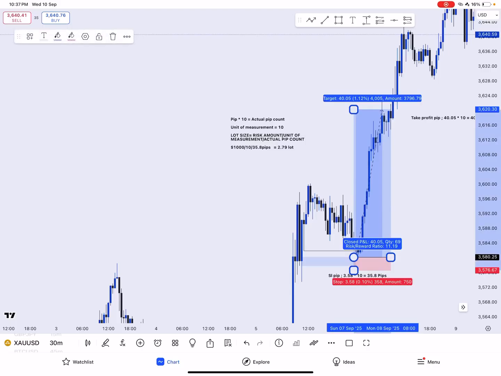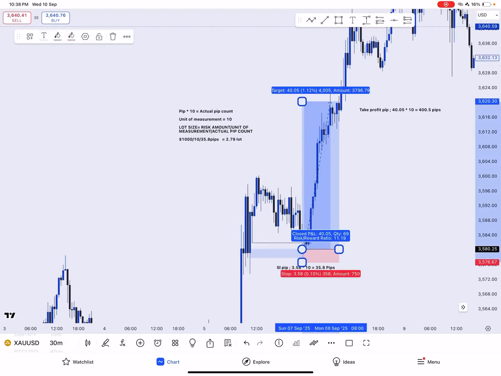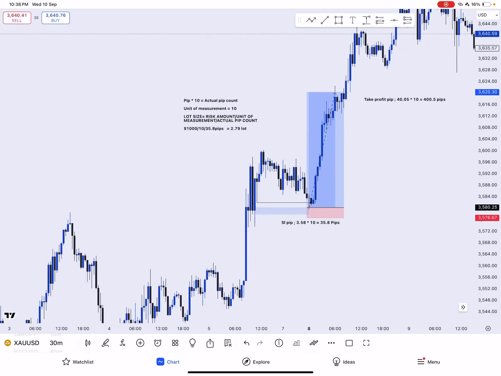And this is a 1:11.19 risk to reward ratio trade, meaning that if I multiply the lot size I use by 10 and by this TP count, I'm supposed to get $11,000 based on the RR. So I use 2.79 lot size multiplied by 10 multiplied by the TP pip count. This shows 40, but 40 times 10 gives you the actual pip count for gold and other commodities. So 2.79 lot size multiplied by 10, now multiplied by 400.5, gives me $11,000, meaning this is correct because it's a 1:11 risk to reward ratio trade. Hope you guys are understanding what I'm saying though.